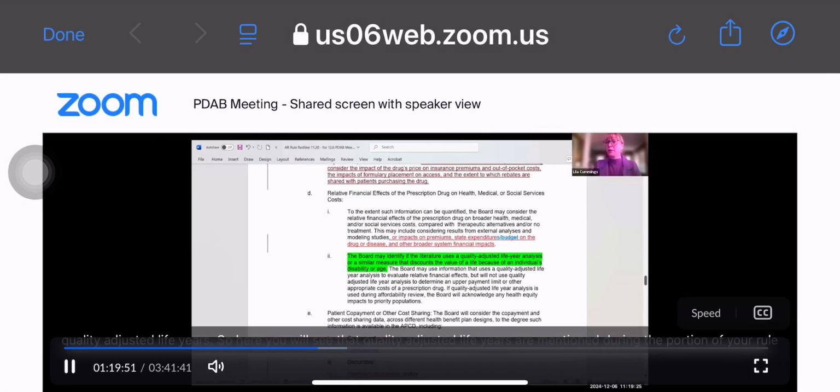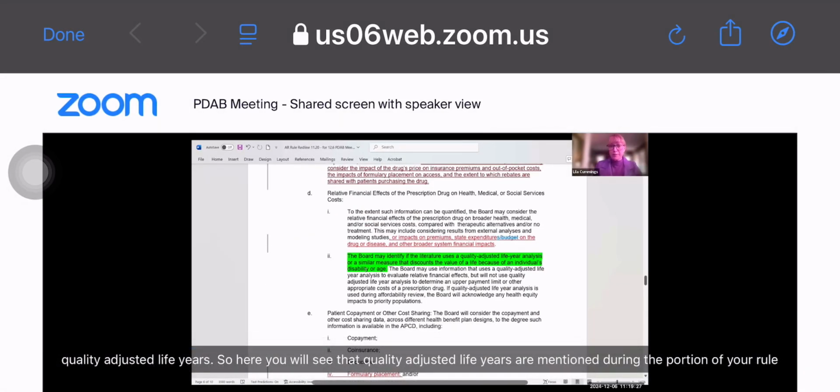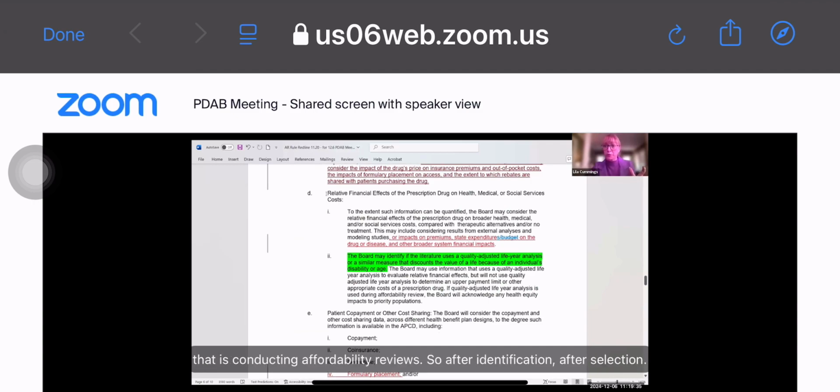Actually, the first one is around quality adjusted life years. So here you will see that quality adjusted life years are mentioned during the portion of your rule that is conducting affordability reviews. So after identification, after selection, at the full stage of conducting an affordability review, under the section that requires you all to look at the relative financial effects of a prescription drug on health, medical, or social services costs.